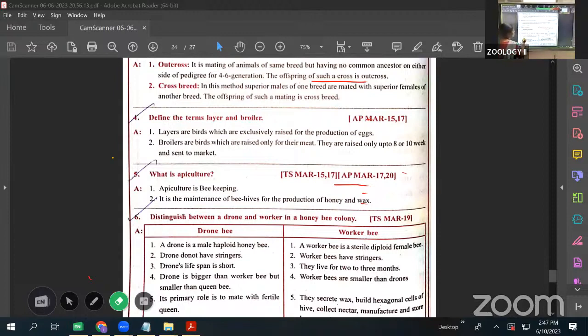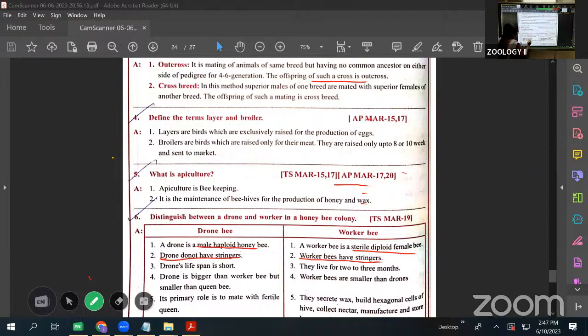The drone is a male. Already I discussed the male haploid honeybee. The worker is a sterile diploid female. Diploid female, but they are sterile; they can't produce young ones. Drones release sperms, but they are haploid. Next, drones do not have stingers, because they mainly take tree leaf juice. That's why no stingers are there.